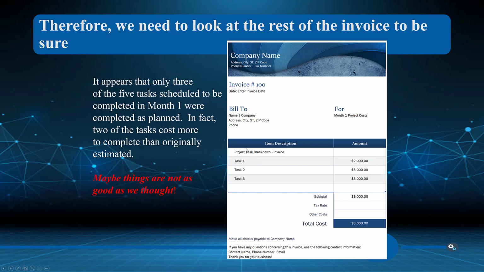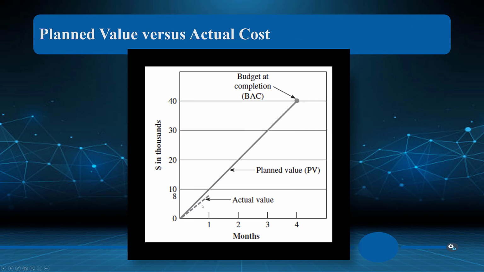And in this case, with this breakdown structure, we know that they're not. We know that they're not where we expect to be. Okay. So as you can see here, in thousands, right? One month, this is where we expect to be on the planned value. We expect to have a budget at completion of 4 months and 40,000. But in fact, at 1 month, we are at 8,000. And right away, just with this chart, you can see that we're not keeping to our expectations.